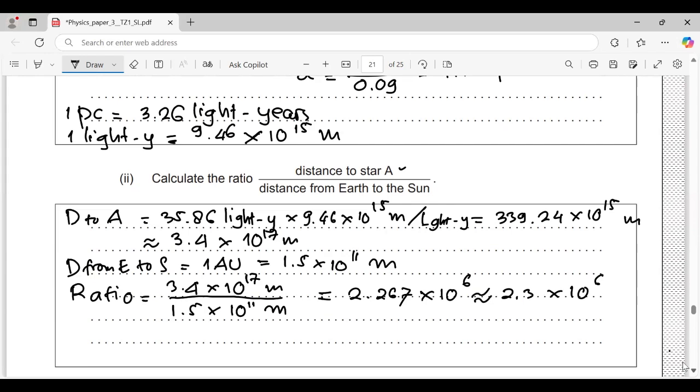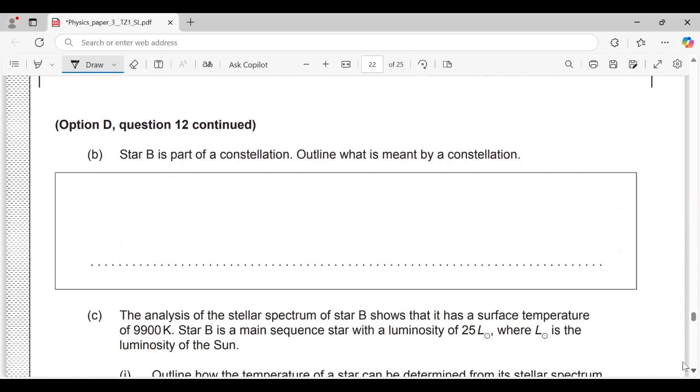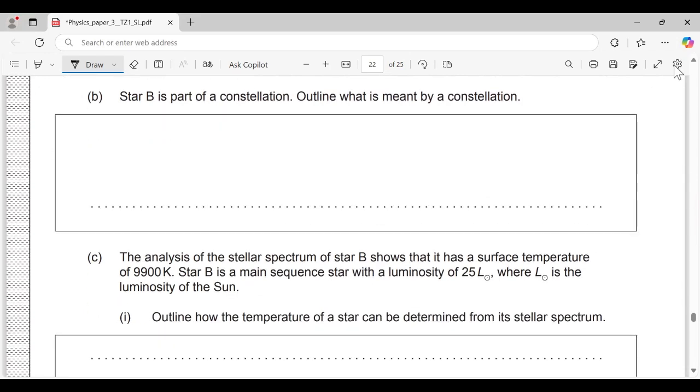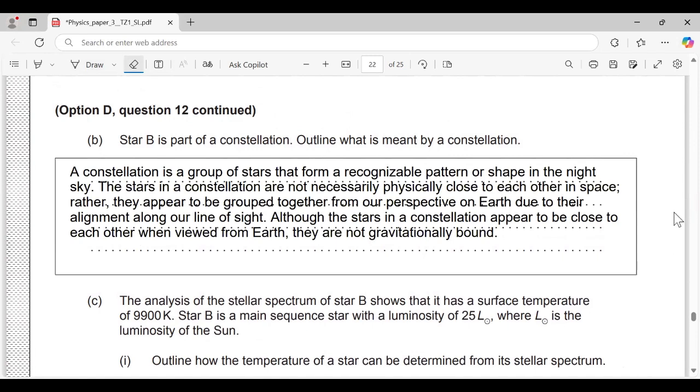Okay, next. Star B is part of a constellation. Outline what is meant by a constellation. Okay, I have provided my opinion about this. You may copy or you may add your opinion upon this explanation. Right, let's continue.